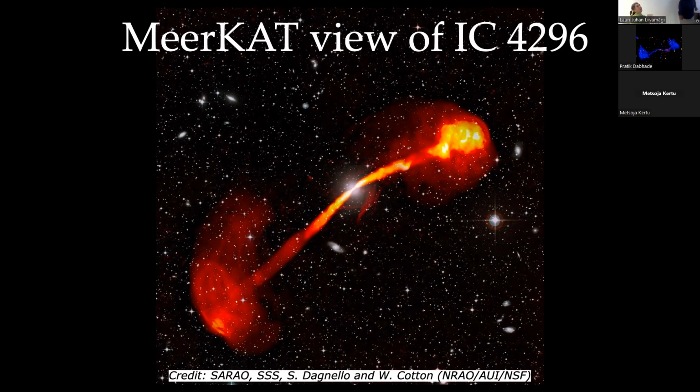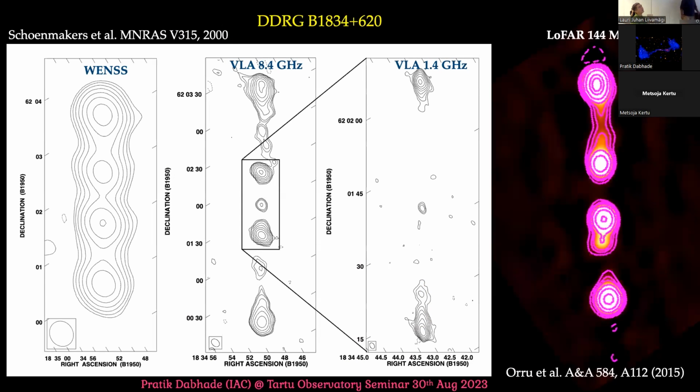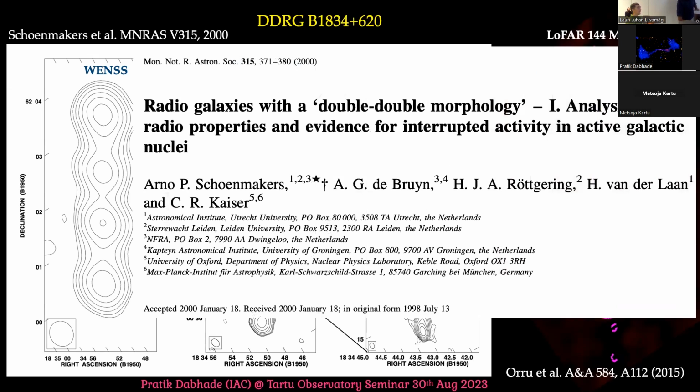So the main DDRG class was identified and studied initially by Schoenmakers in his thesis about 24 years ago, where you can clearly, distinctly see two sets of radio lobes. And what you see at the very center is the core. That is where the host galaxy or the supermassive black hole sits. So this is one example, and that's his main seminal paper where he coined that word, and then more studies followed.